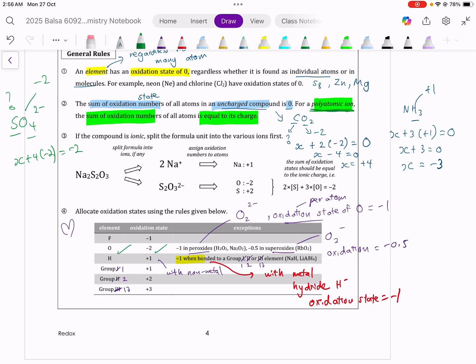That's what I mean by the sum of all the oxidation states equals its charge for a polyatomic ion. So X - 8 equals -2. So X equals +8 - 2. So the oxidation state of S is actually +6, not -2. So you can see why the rest all need to be calculated. Then sometimes if it's ionic, it's easier if you split it into the ions to take a look at it. There are certain situations where this particular rule is quite useful.